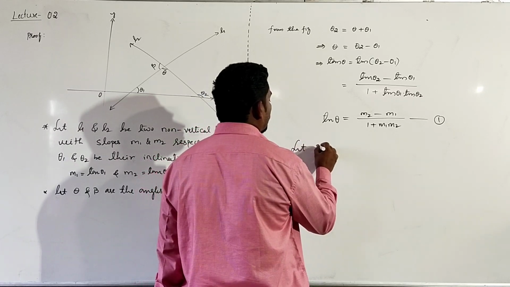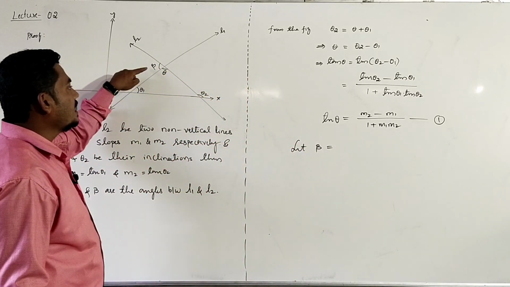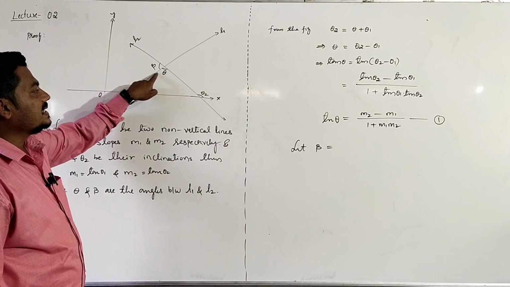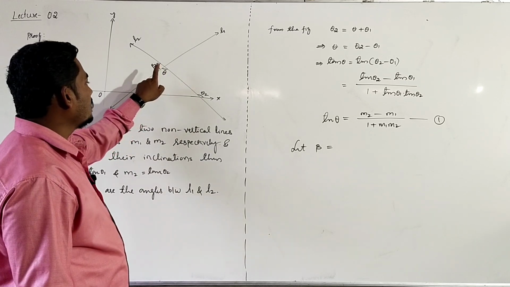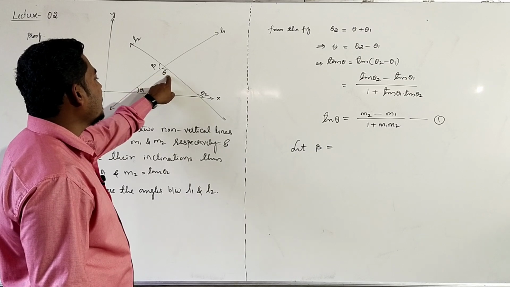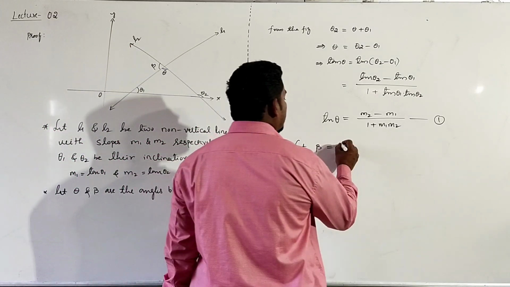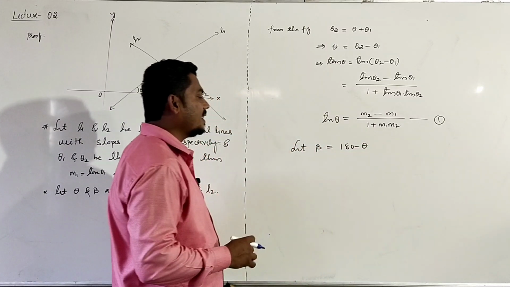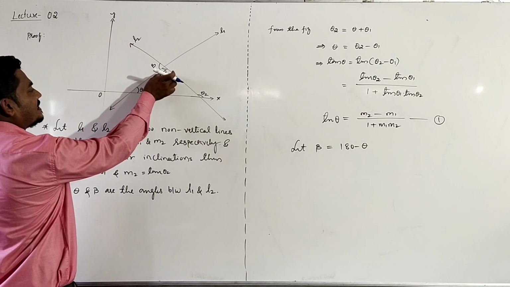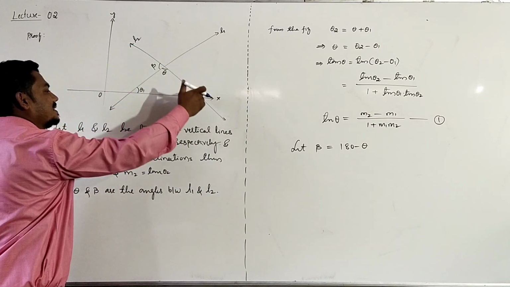Let beta be equal to, what is the beta value? This is beta, which means this angle is 180 minus beta. Suppose this angle is theta, which means this angle is 180 minus theta, right? This is nothing but 180 minus theta. From the figure, suppose this angle is some angle theta, then clearly this angle is 180 minus theta, because this is a straight line.